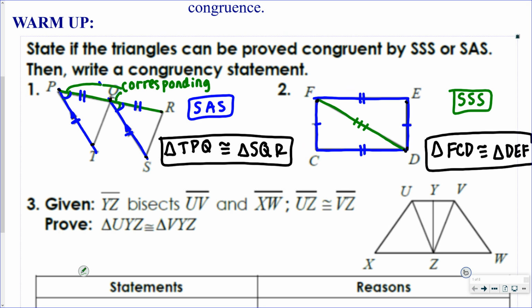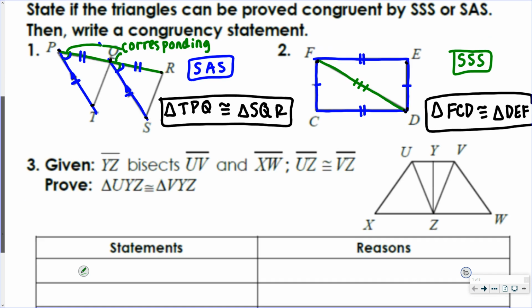So you can definitely expect to see side-side-side, side-angle-side, writing congruency statements, writing corresponding congruent angles, corresponding congruent sides, that good stuff. That's kind of what we did in 4.3 with congruent triangles. All right, and now the way to prove here.